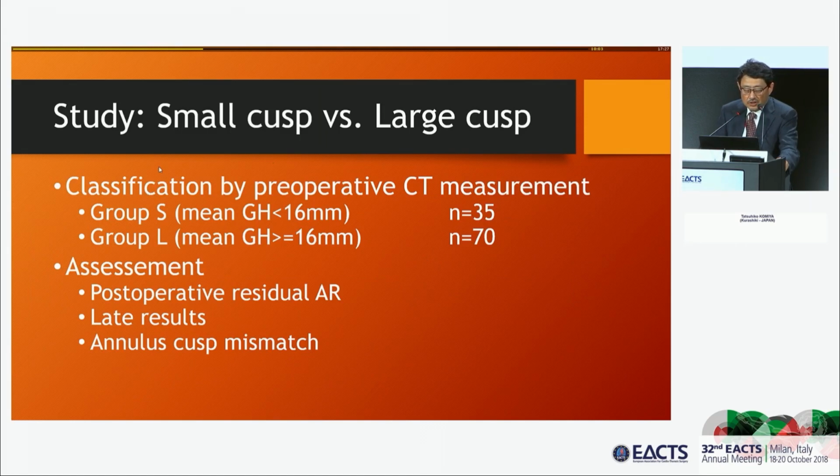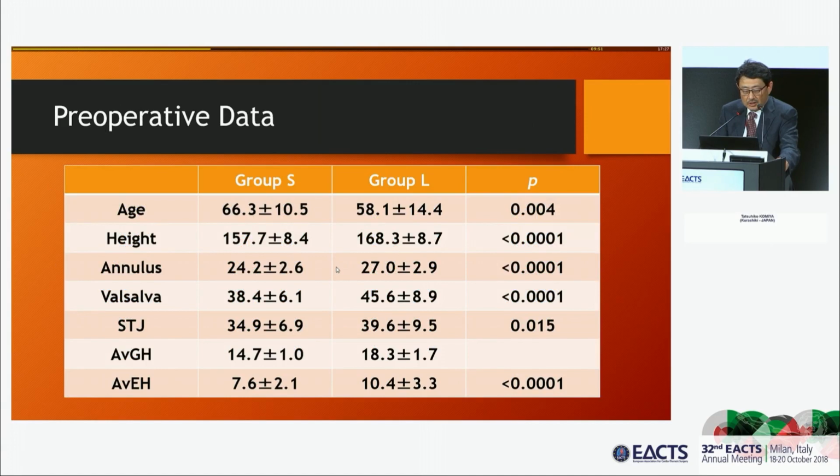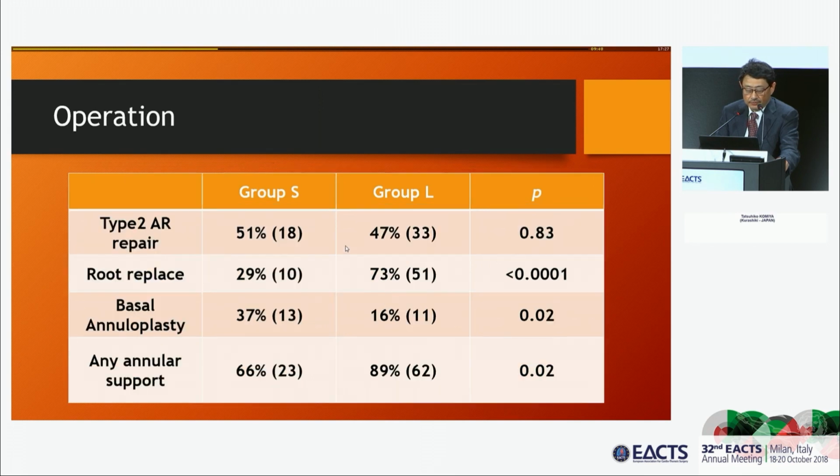So the patients were categorized into 2 groups according to mean geometric height, a smaller group, group S, and a larger group, group L. Preoperatively, the patients of group S were older and smaller in height, and the annulus was also smaller. Operation procedure for each group: type 2 repair 51% for group S and 47% for group L. Root replacement was more often taken in group L, and basal annuloplasty was more in group S.